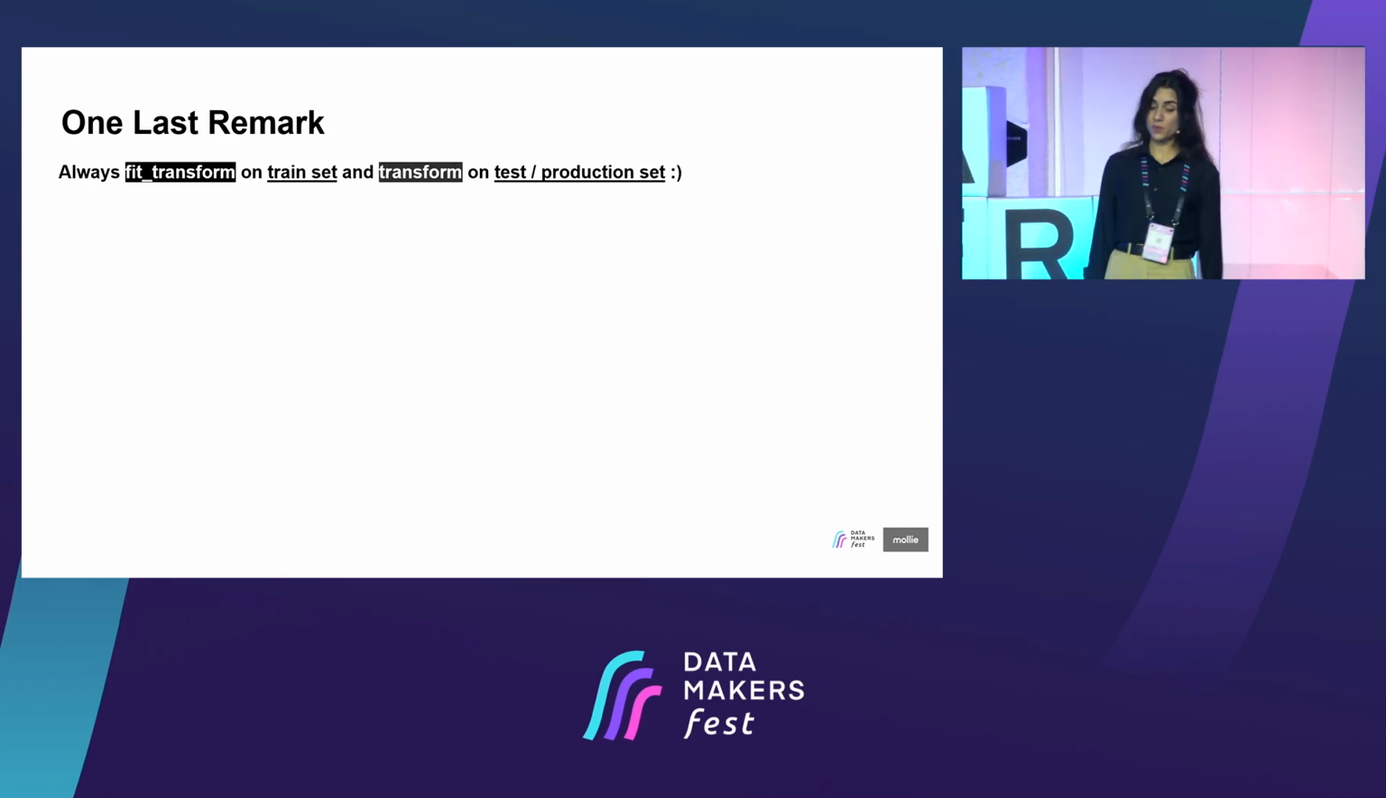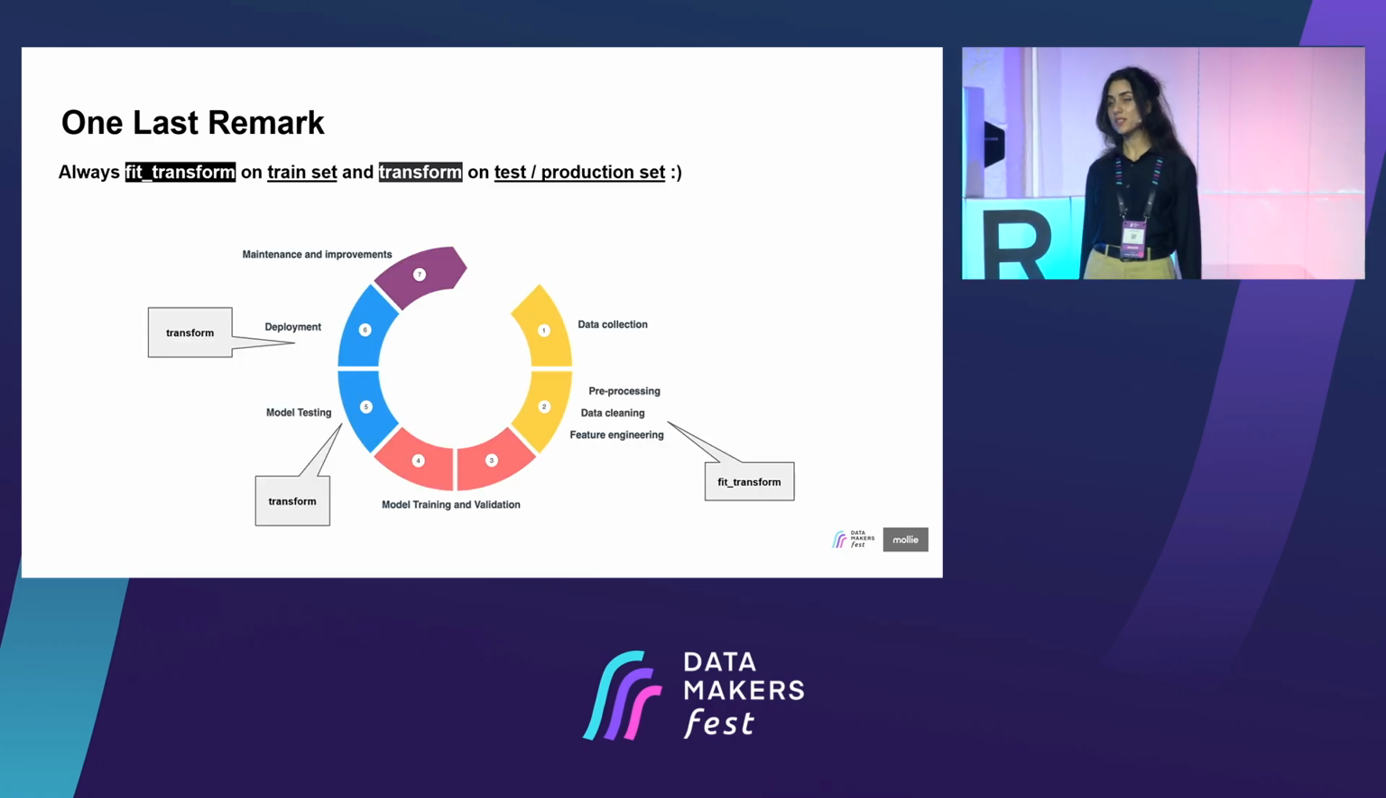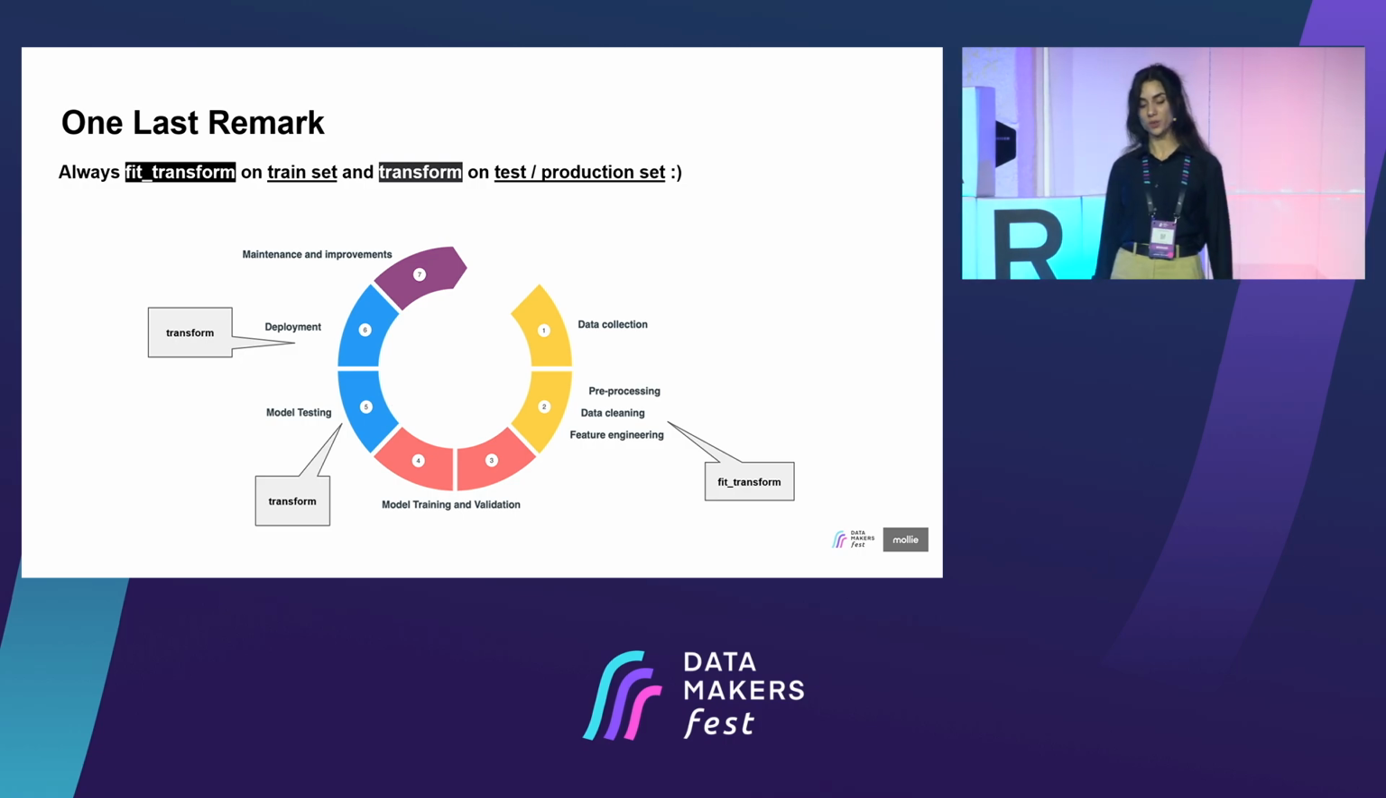I will leave you with one last remark. Always fit transform on the train set and transform on test and production. That's very important to avoid any data leakage with your future encoding.